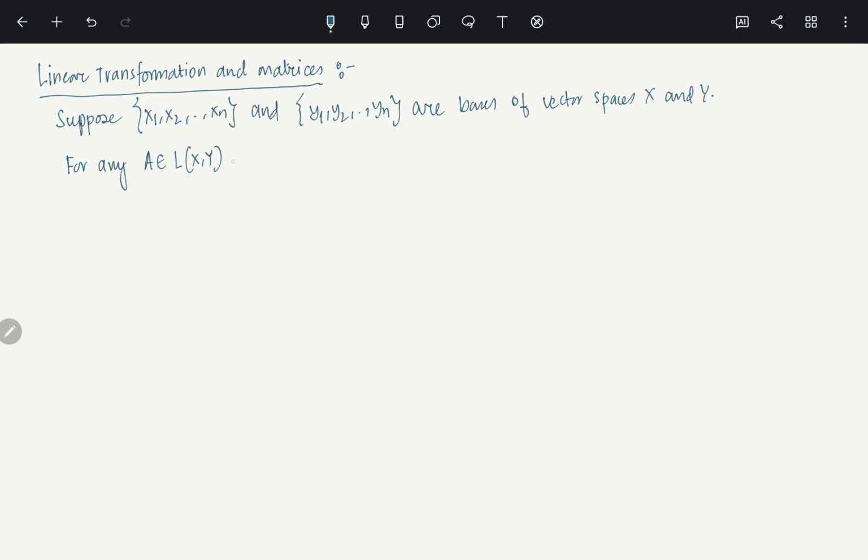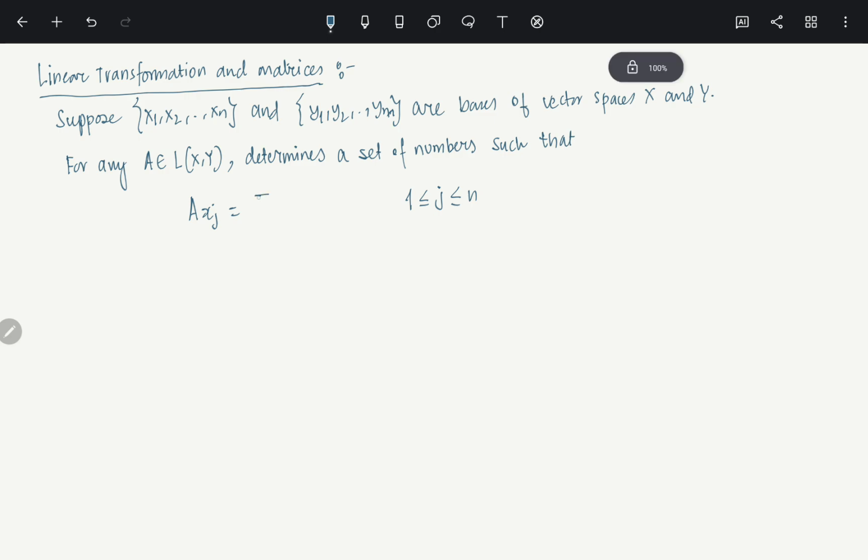For any A in this linear transformation, this determines a set of numbers such that A acting at xj is equal to, let's say you fix a j, for any j between 1 and n. A of xj is an element of Y.